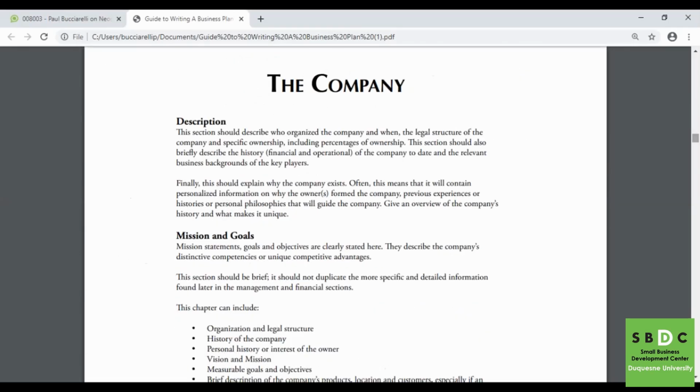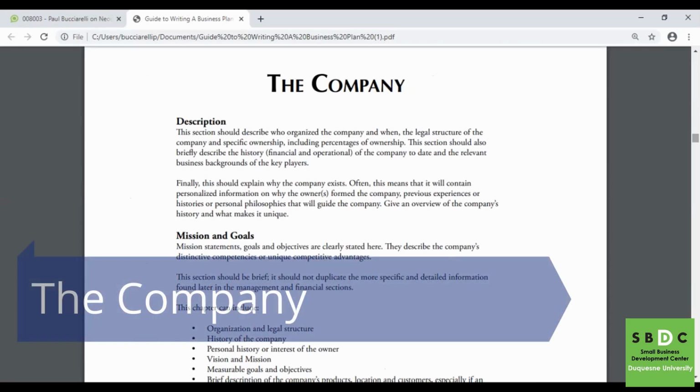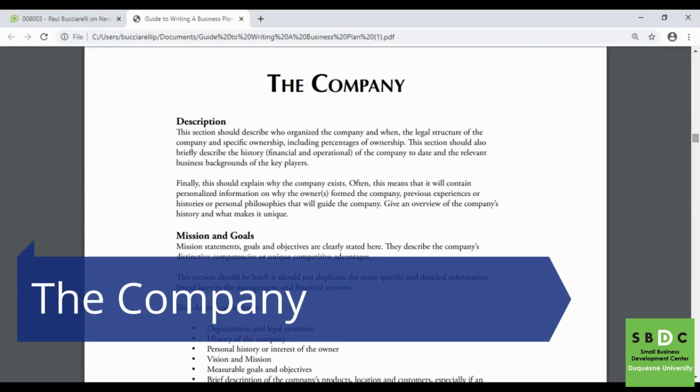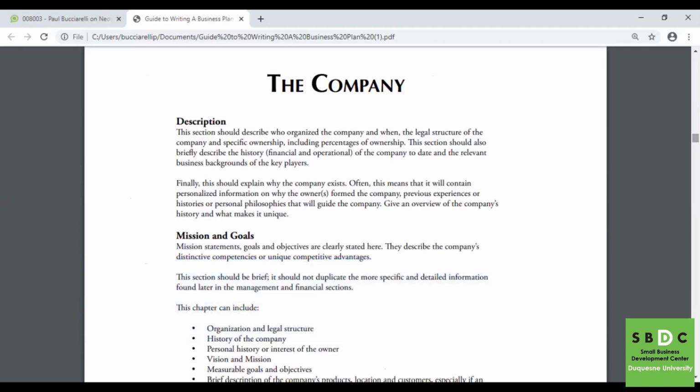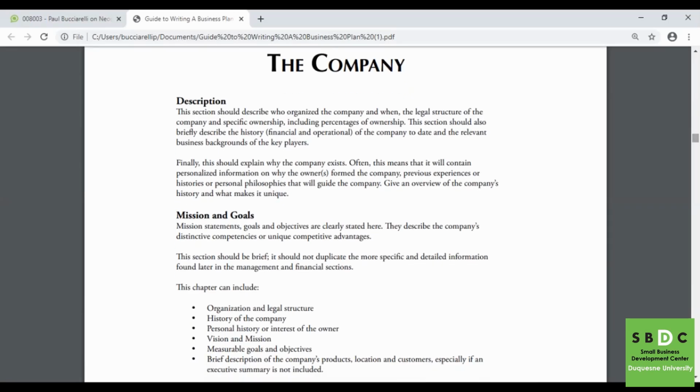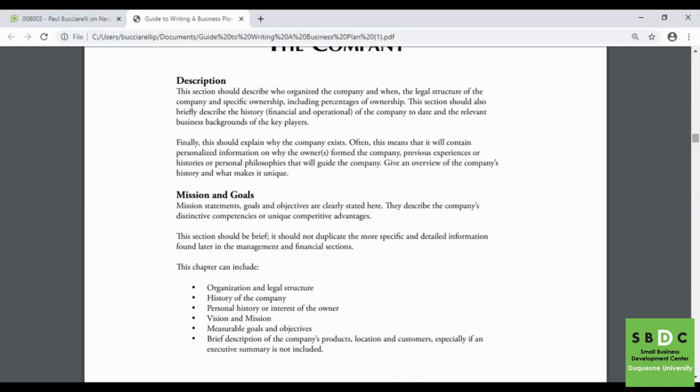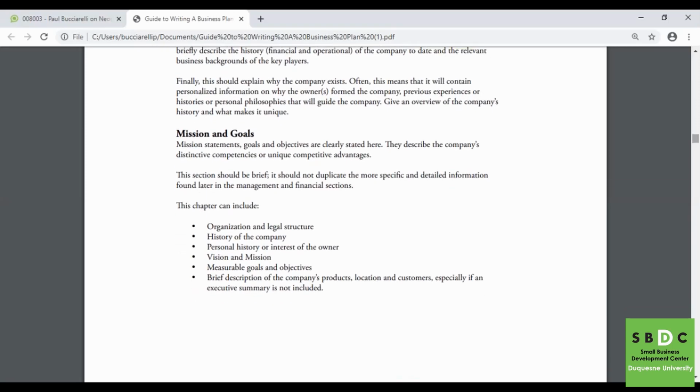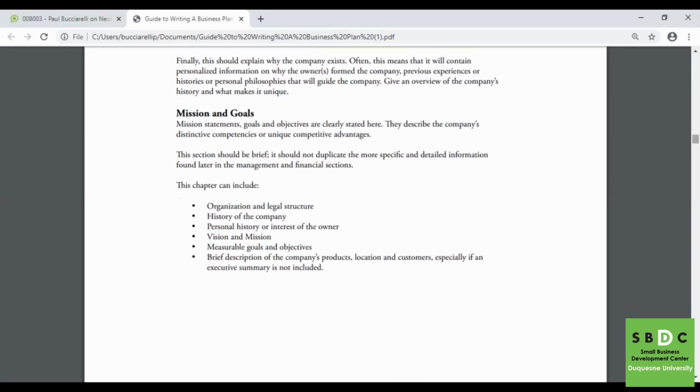We're now going to look at page 15, which is the company section of the plan. Now this is critical because this is the area of the plan where you explain why your company exists. What's the problem that you're solving or the need that you're fulfilling? And this should be the part of the presentation of the business plan that explains that in some level of detail. So for example, what's the history of the company?